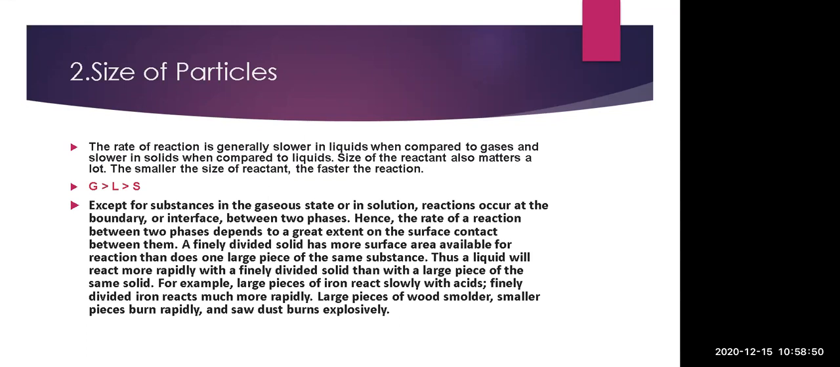Large pieces of wood smolder, smaller pieces burn rapidly, and sawdust burns explosively. You might have experimented that if you want to burn a wood block, it will take time. But if you start burning very thin pieces of wood, it just explodes. Small pieces of wood means sawdust. You might have seen sawdust in a chalk box, where chalks were placed above it. Sawdust burns explosively compared with the wood block.